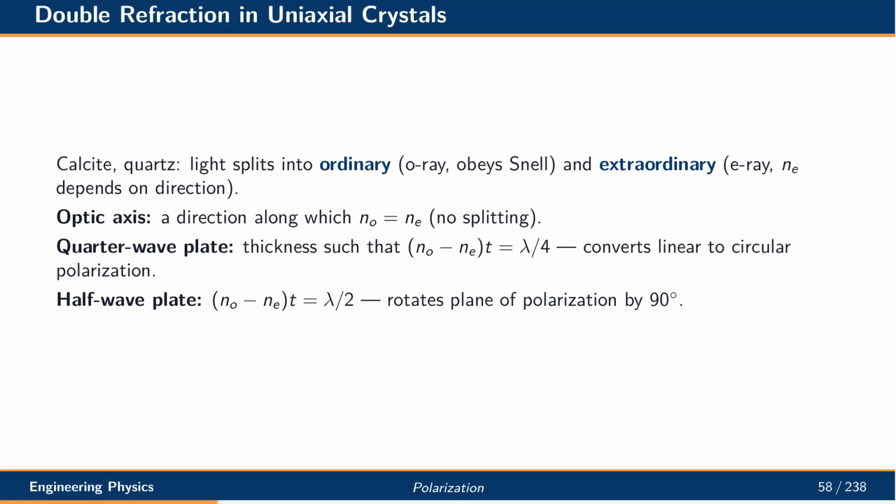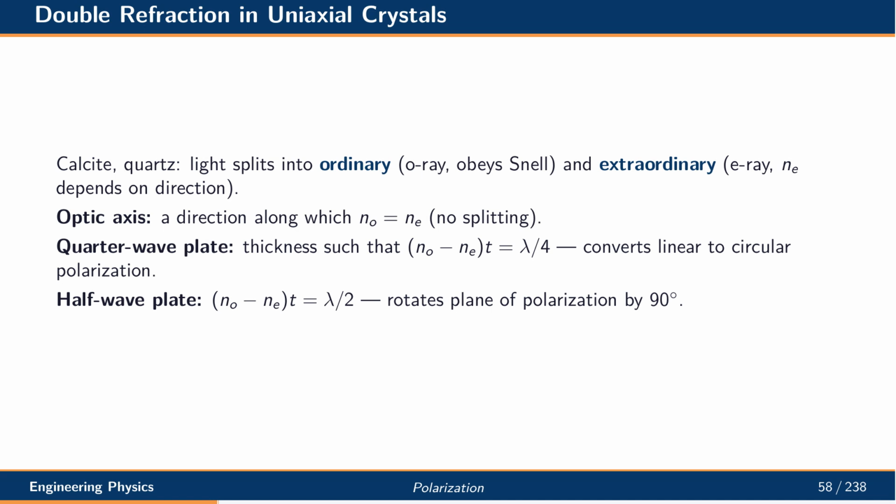Crystals like calcite and quartz exhibit double refraction. An incoming ray splits into the ordinary ray, which obeys Snell's law, and the extraordinary ray, whose refractive index depends on direction. There is a special direction called the optic axis where the two indices coincide. By selecting the thickness, we can build wave plates.